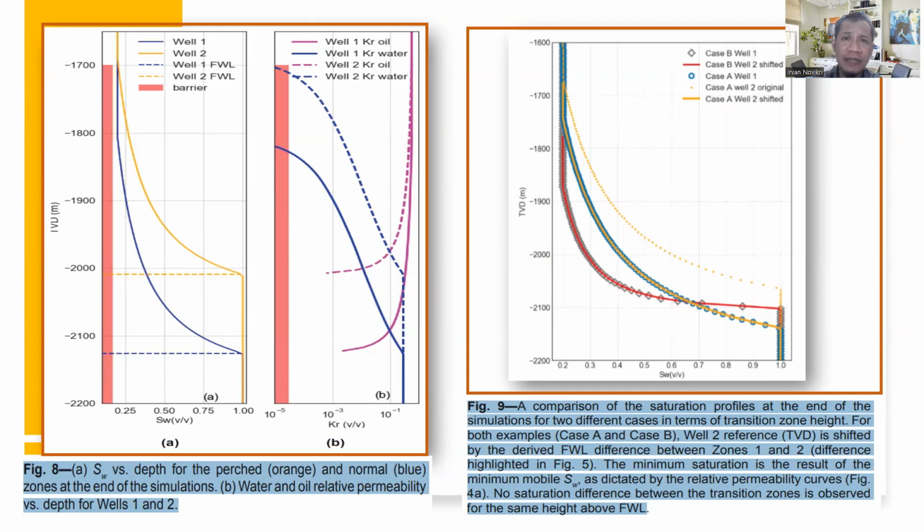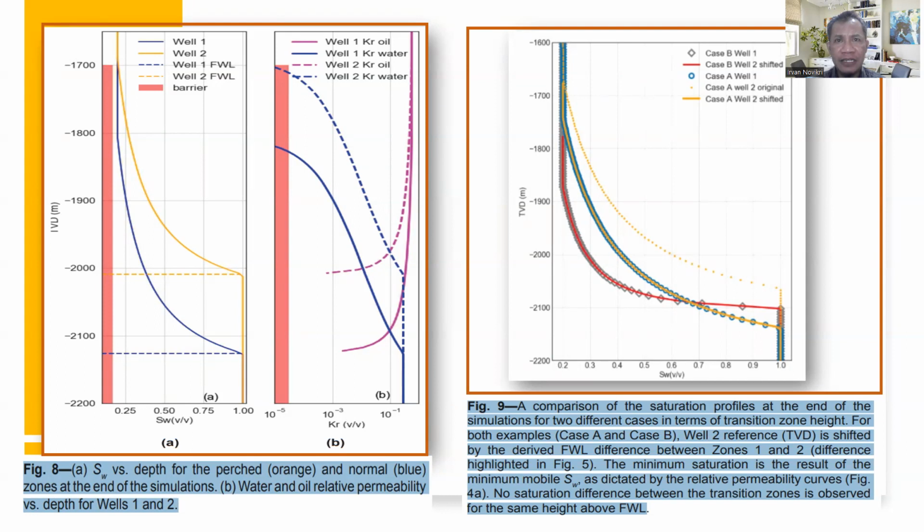As we see, the figures show the water saturation plotted against depth for both the perched zones in orange and the normal zones in blue. At the end of the simulations, the relative permeability of water and oil plotted against depth is also displayed for wells 1 and 2. This information helps us understand the relationship between water saturation, relative permeability, and also the distribution of zones within the reservoir.